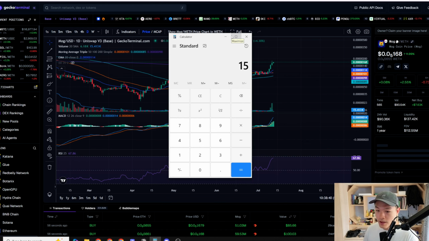So 15413 is the average volume that we're getting. Multiply that by the 1% fee tier here. So it should be $154 a day. Multiply that by 365. So that's the annual amount, divided by the current liquidity of 137,420. So you can see 40% APR is much less than my actual APR, right?